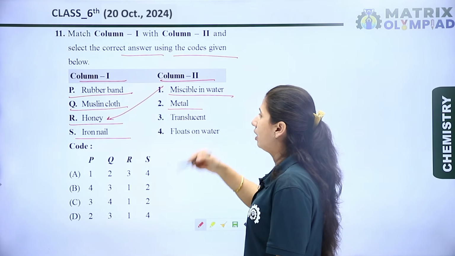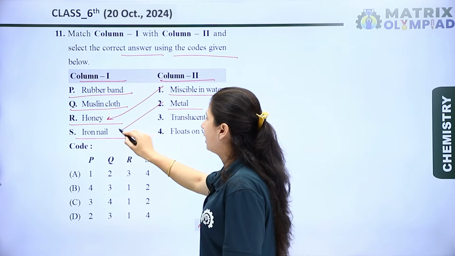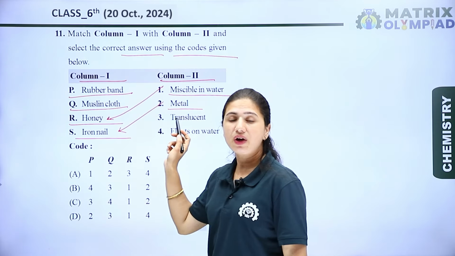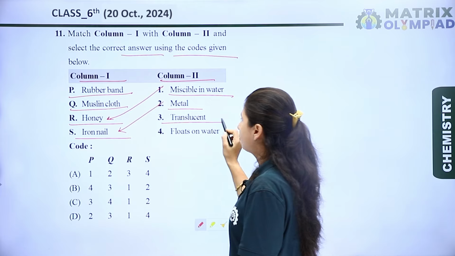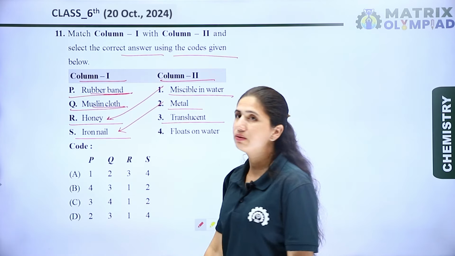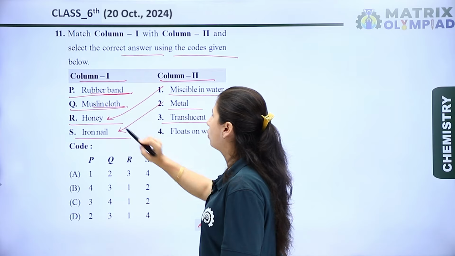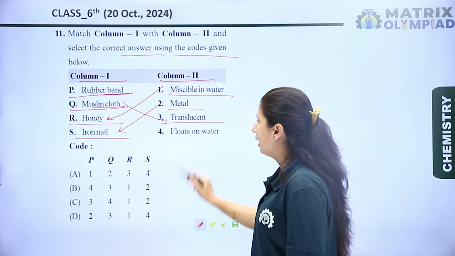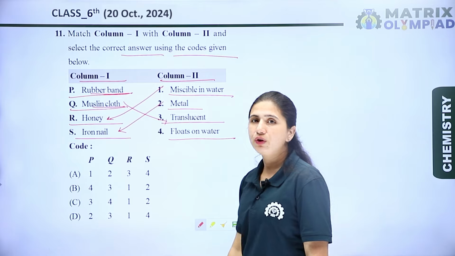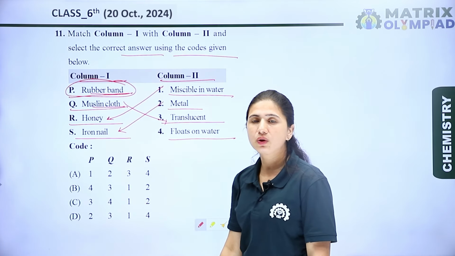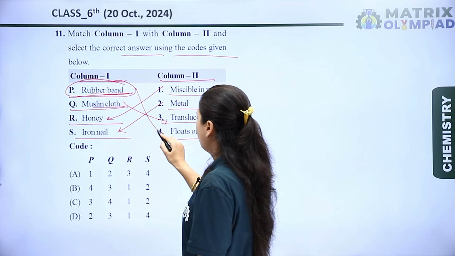Next is metal. We know that the iron nail is metallic in nature. Next is translucent. So the third is translucent. The first option is rubber band and next is muslin cloth. We know that muslin cloth is translucent in nature, so Q matches with third. Next is floats on water. We know that the density of rubber is lower than water, so it can easily float on water.